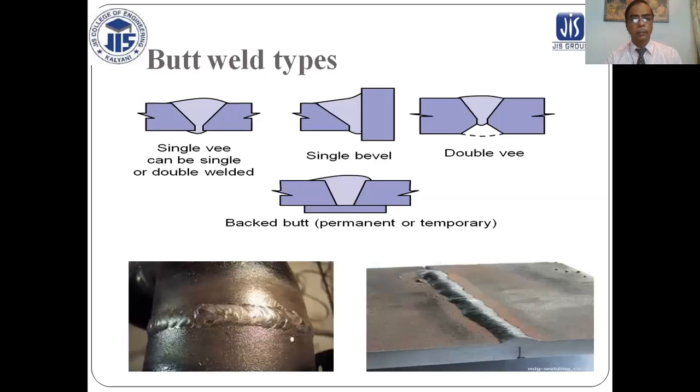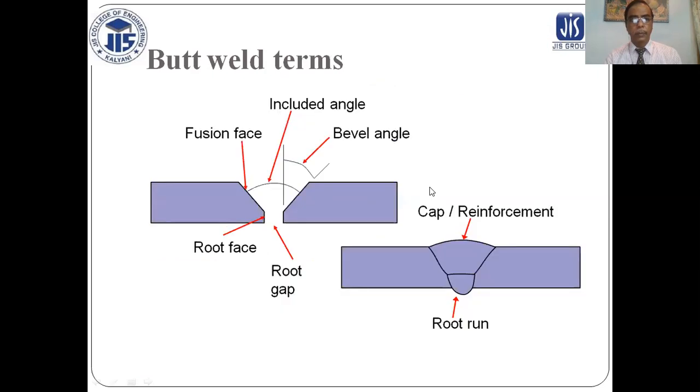This is the butt joint. Different butt weld types: single V, single bevel, double V. This is the back cuff, and this is the butt joint. This is the angle, the included angle, fusion face, and this is the root gap and root face. This is the root run, cap, reinforcement, two plates of the joint.